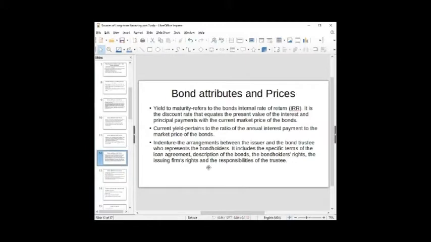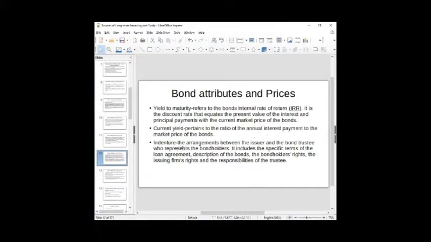So another bond attribute is the yield to maturity. This refers to the bond internal rate of return. So that is about the yield, the income to be received from investment in bond. The current period yield pertains to the ratio of the annual interest payment to the market price of the bond. That means current yield is about the annual interest payment to you by the issuing company.